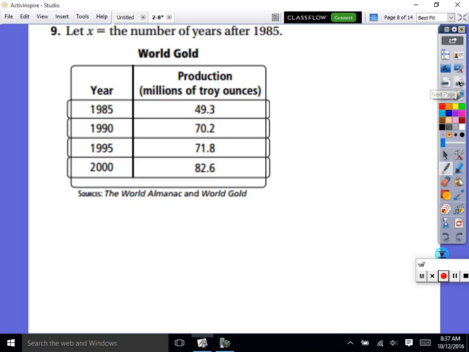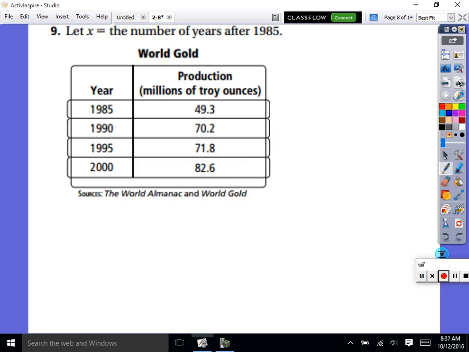This next part is actually kind of interesting. Given these are actually true statistics, you guys, like actual statistics they pulled from these companies. So it says, let x be the number of years after 1985. That's going to be important to us. And then it gives us the world gold production. This year they made this much gold. This year they made this much gold. This year this much, and this year this much.